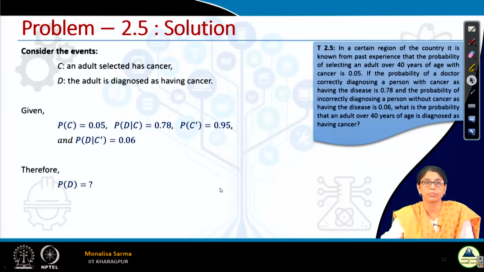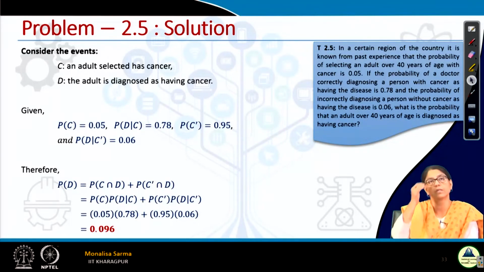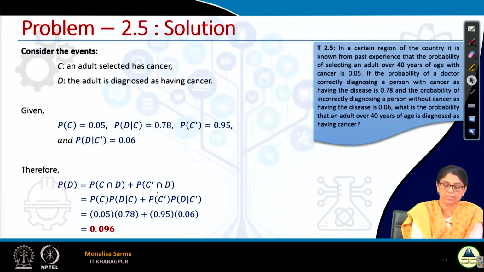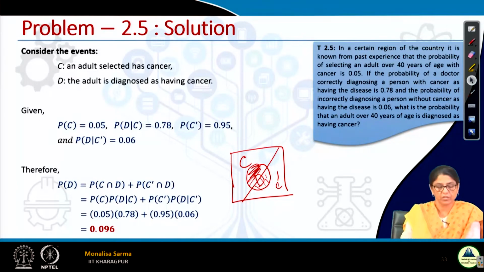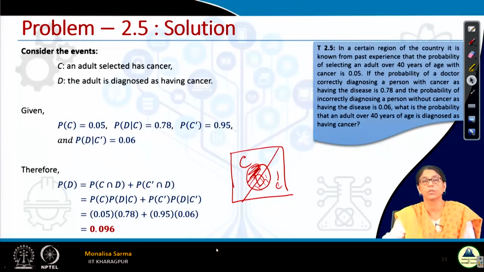So, what is the probability of D? Probability of D is the person has cancer, C intersection D, plus C bar intersection D, that is the second part. So, this is C bar, and this is D. This portion is C intersection D and this portion is C bar intersection D. We have the formula and the values for all of this, just put in the values and we will get the result, right.